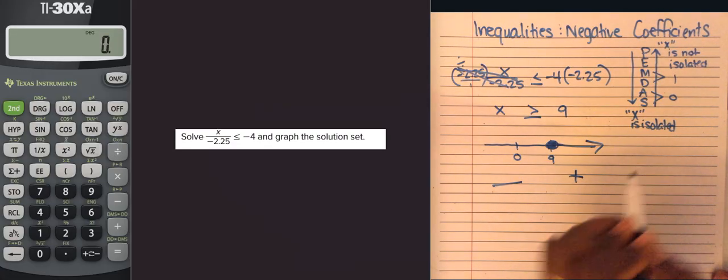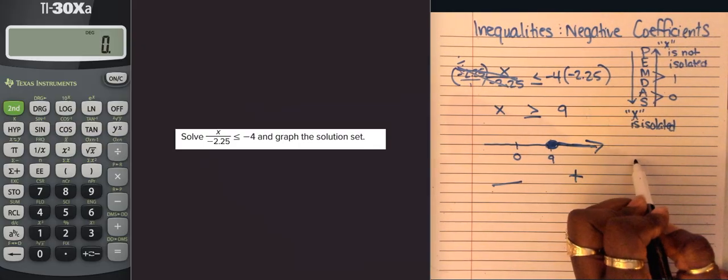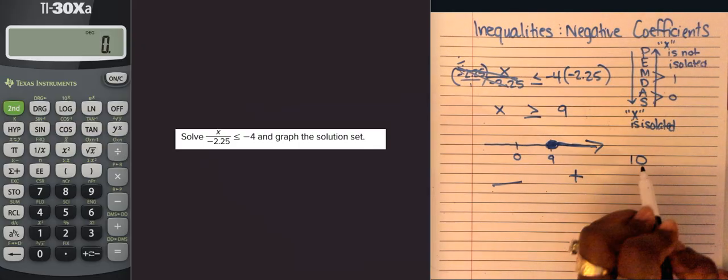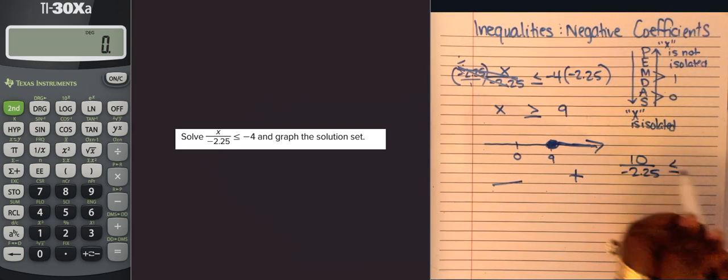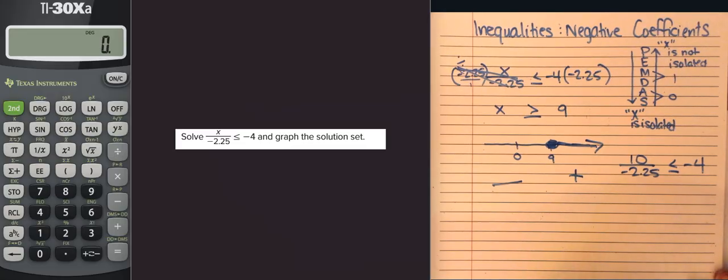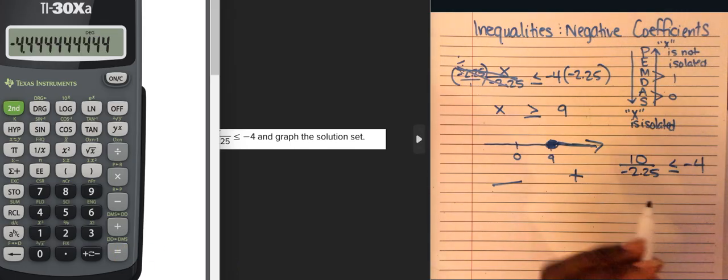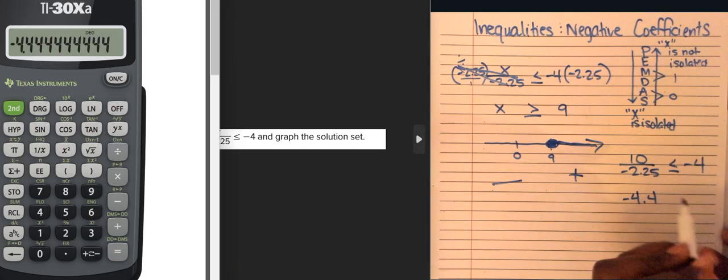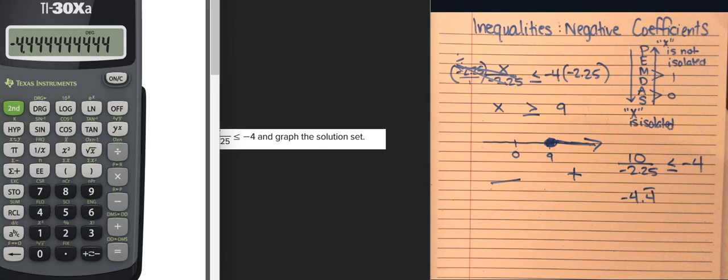So let's say that x was 10. Let's just check it out and see if this is a true statement. If x is 10, then our statement would look like this: 10 divided by negative 2.25 is less than or equal to negative 4. So when we take 10 divided by negative 2.25, we get negative 4.444, and it's a repeating number, so I'm just going to put a bar notation over it.